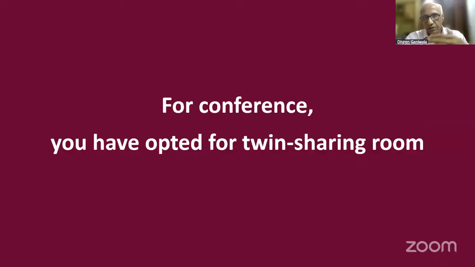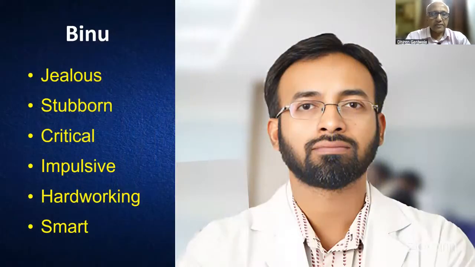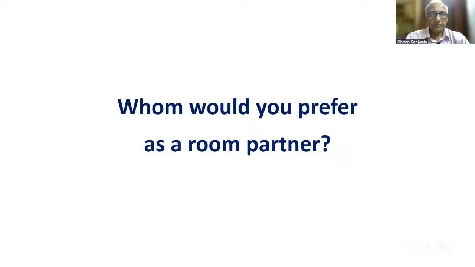Now, before we move on, let me ask you a question. Suppose you have registered for a conference. In that, there was a residential package, and you opted for a twin sharing room. Then, when you reach there, the organizer asks you to share a room with a person you don't know. They give you information about that person. The first option is Ajit, who is smart, hardworking, impulsive, critical, and stubborn. And the second person is Binu, who is jealous, stubborn, critical, impulsive, hardworking, and smart. So with that information, whom would you prefer as a room partner?